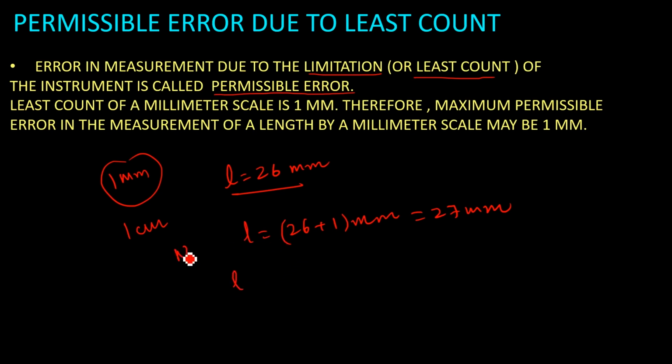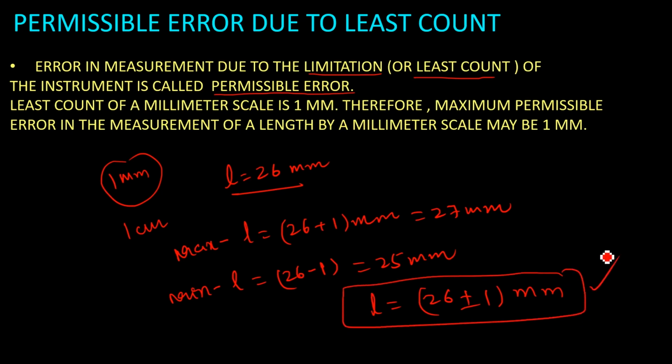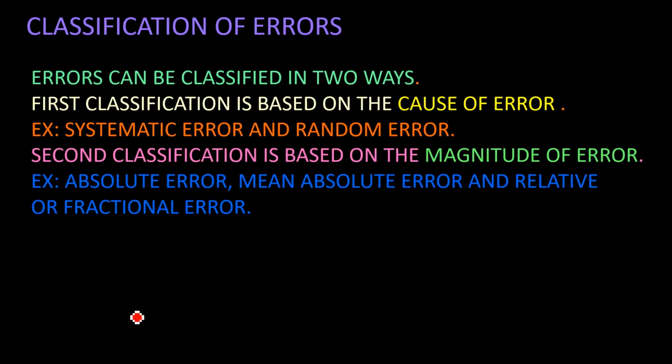So we can also take L equal to the minimum value. This is the maximum value, the maximum error, and this is the minimum, right? So the minimum value is 26 minus 1, that is 25 mm. So the measured value can be written as L equal to 26 plus or minus 1 mm. The minimum and maximum values will be written like this. Clear? Okay, done. Good, great.